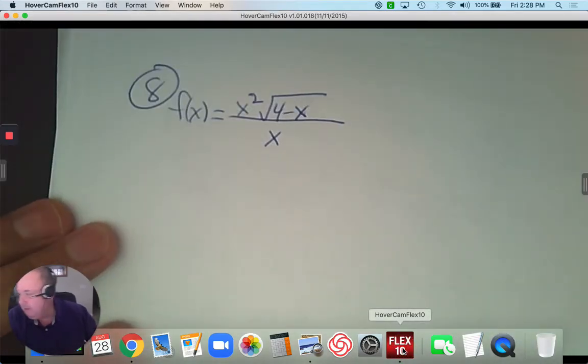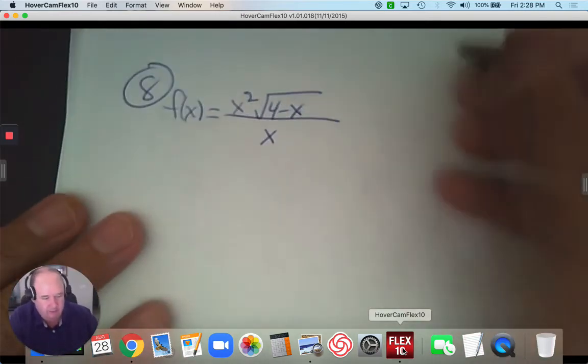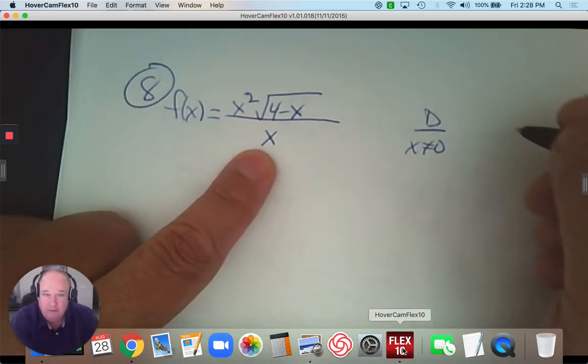Okay, so if I want to graph it, let's just start first with the intercepts. So first of all, we're going to reduce it down and find the domain restriction. So look at the denominator. x can't equal 0. That's a good start.